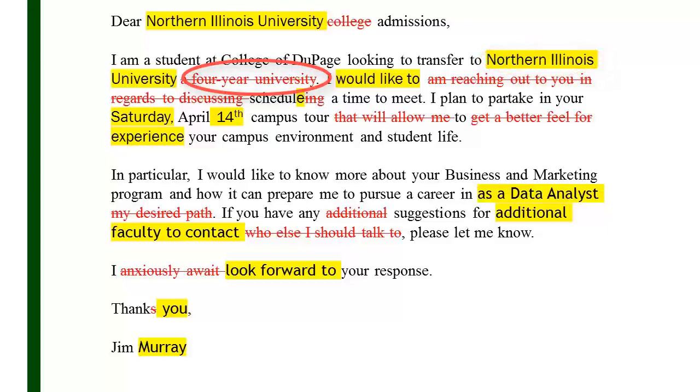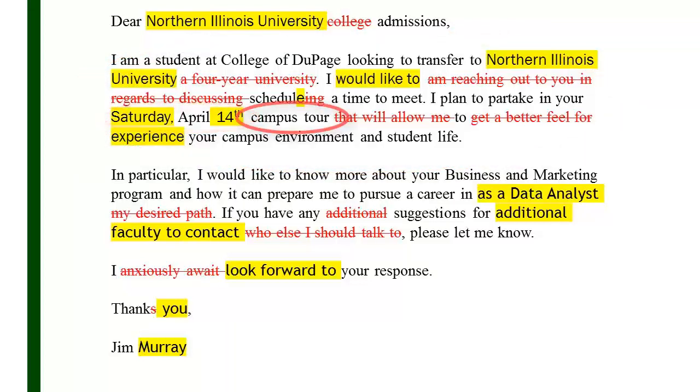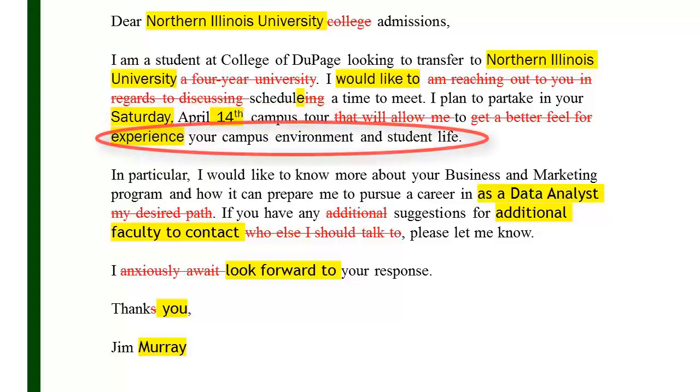The next few sentences of the paragraph, the student tries to make their request more concise, clear, and to the point by also addressing any questions that the admissions may have. First of all, when are they going to be on campus? Why are they going to be on campus? And what they want to do. As you can tell, those are addressed now more clearly.